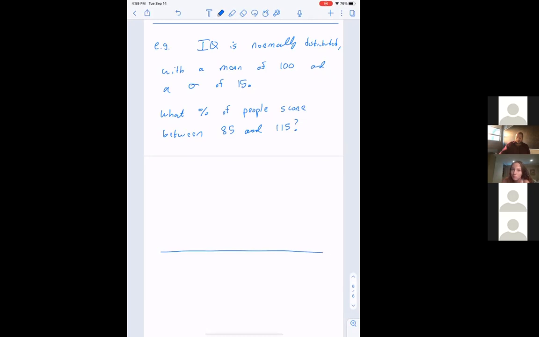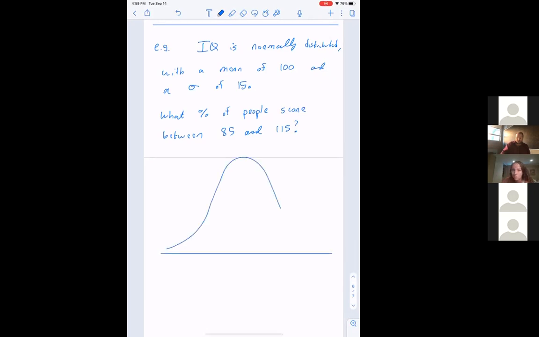Because if you draw a normal curve whose mean is 100, and you go from the center, which is 100, to 115 or 85, which is 1 sigma to the left and 1 sigma to the right, then we know that the area underneath the curve is 68% of the total area, correct?